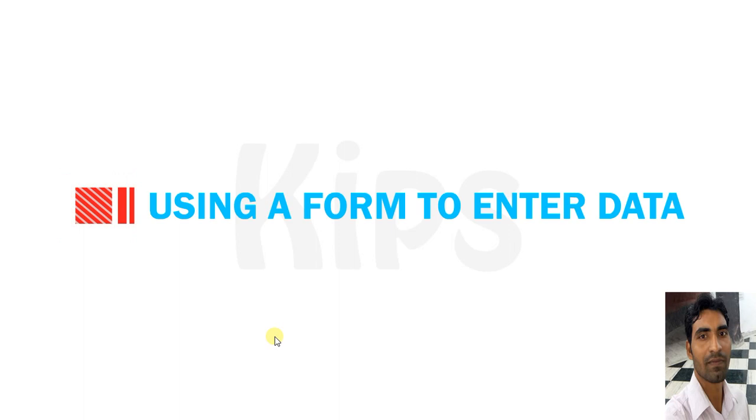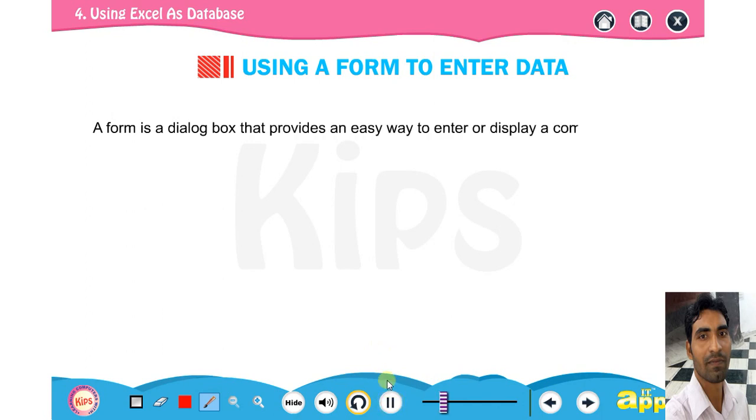Let us first learn how to use a form to enter data in MS Excel. A form is a dialog box that provides an easy way to enter or display a complete row of information or record. As you can see, what is a form? So a form is a dialog box that provides an easy way to enter or display a complete row of information or record.